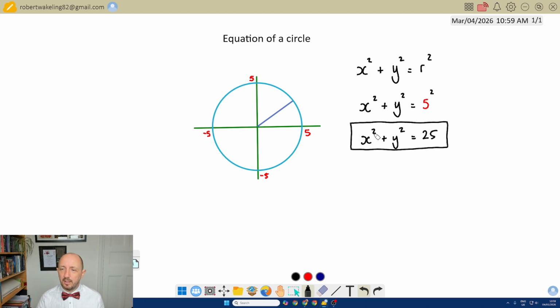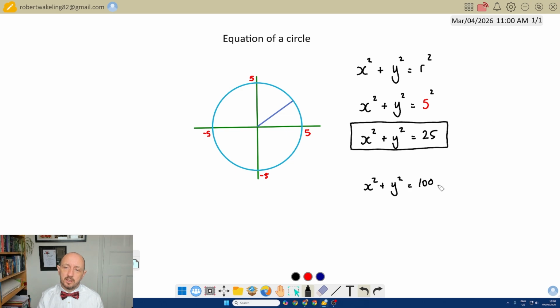If we change the radius to 7, then it would be 7 squared, 49. If the radius was 9, it would be 81. So very straightforward at the beginning. We just learn this general form, x squared plus y squared equals r squared, and then we can create the equation this way round.